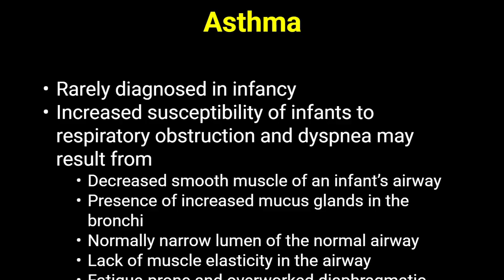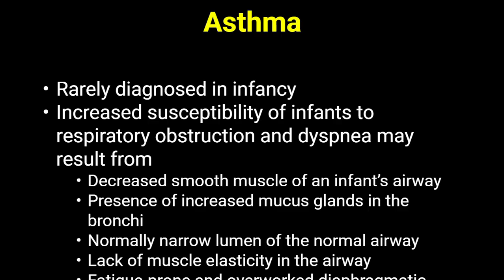Asthma is rarely diagnosed in infancy, but infants have increased susceptibility to respiratory obstruction and dyspnea. Why? Several anatomical reasons: decreased smooth muscle in an infant's airway, less ability to bronchodilate, increased mucus glands in the bronchi, more secretions. Normally narrow lumen of the airway, so any swelling causes significant obstruction, and there is a lack of muscle elasticity.